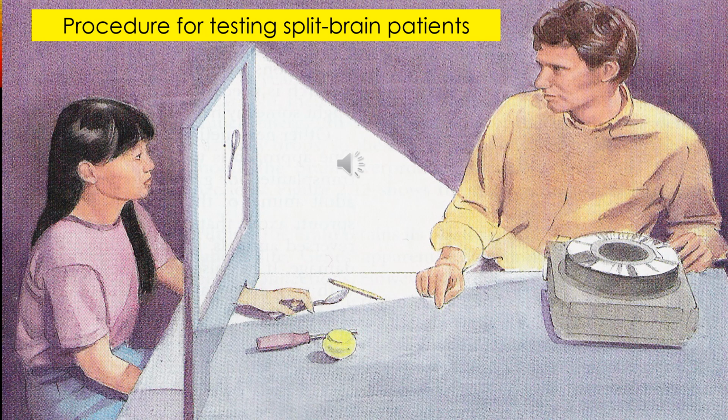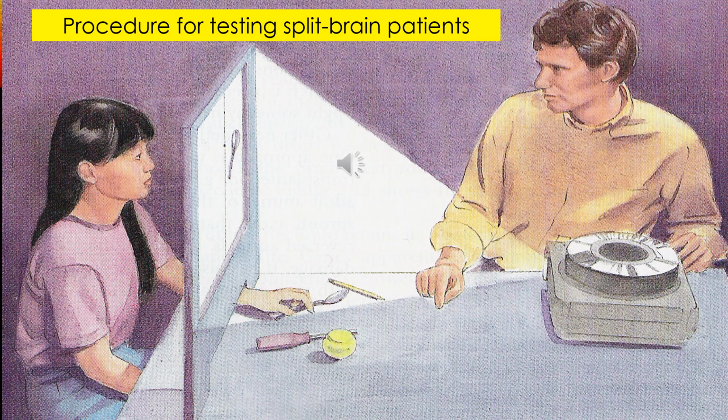Now, if the psychologist asks her this question, what do you see? Both her hemispheres will hear the question. But the left hemisphere is in charge of language and in charge of speaking. The left hemisphere sees things on the right, which is nothing. So this girl's left hemisphere says, I see nothing.